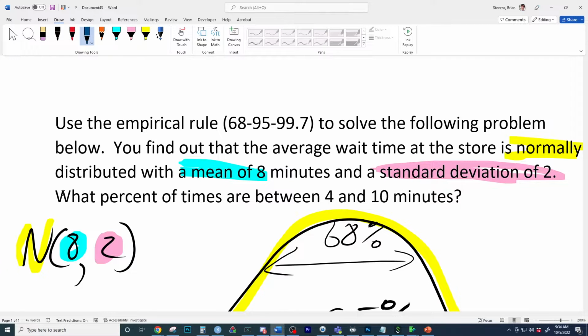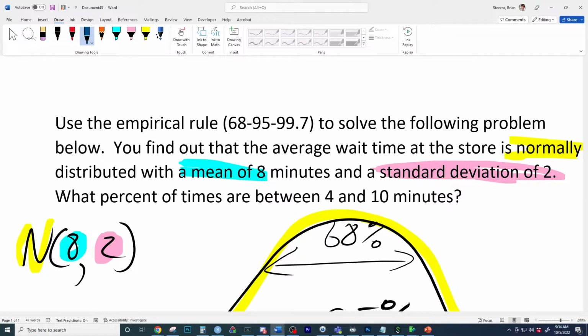Who knows the answer to this? I'm not going to show you the curve yet. I want you to draw it out and try to answer it. I know the answer right now. What percent of time are between 4 and 10 minutes? There's a lot of good ways to solve this. What percent of time are between 4 and 10 minutes? It's close to 90. It's not quite 90. It's a little bit lower.